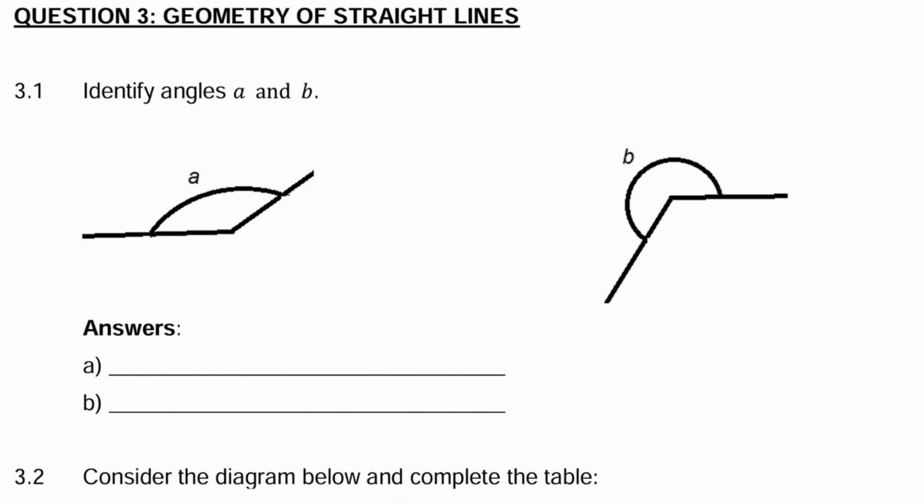Question 3. Geometry of straight lines. 3.1. Identify angles A and angle B. Angle A, again this is theory, you should know that is an obtuse angle, and angle B is a reflex angle.